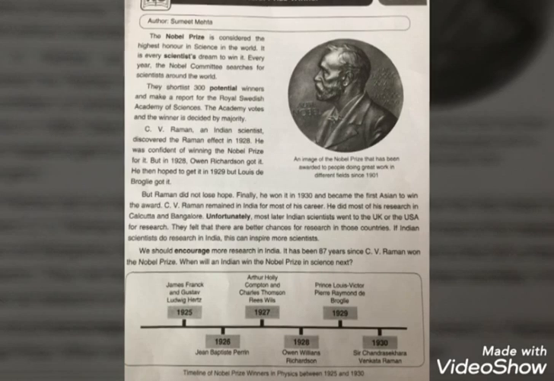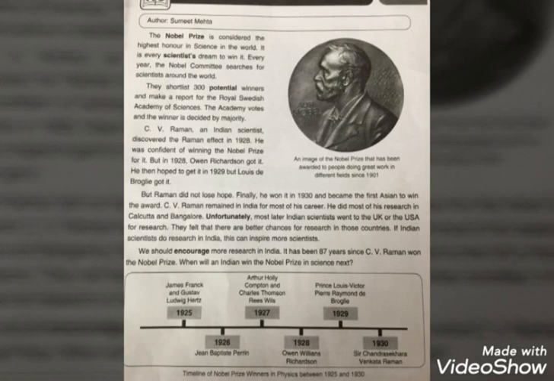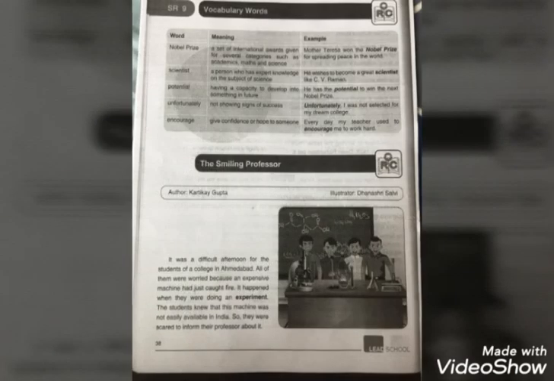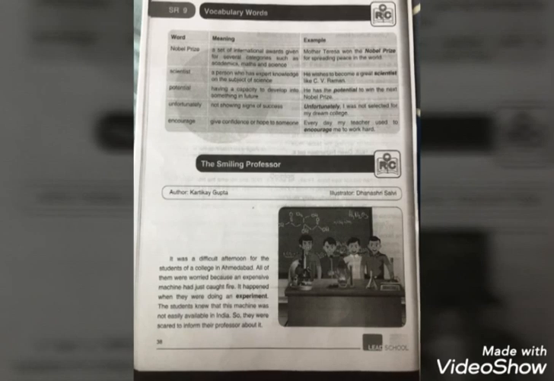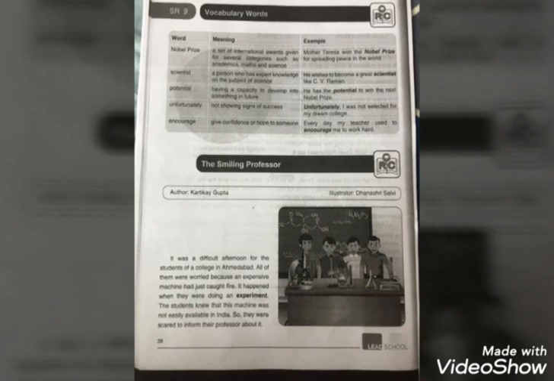Look at the end of the paper. Timeline of Nobel Prize winners in physics between 1925 to 1930. See, there are 6 Nobel Prize winners. The chart has been clearly given. The vocabulary words Nobel Prize, scientist, potential, unfortunately, and encourage are given with the meaning and example. Kindly go through it. It will give you a better understanding about the lesson, the last Indian Nobel Prize winner. We'll shift to the next one, The Smiling Professor, written by Kartikeya Gupta.